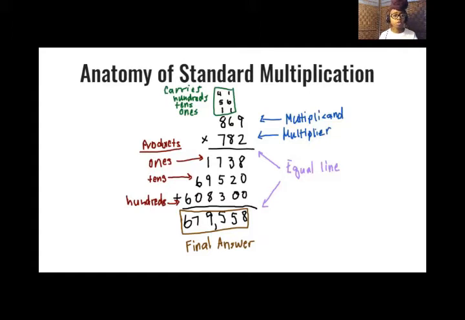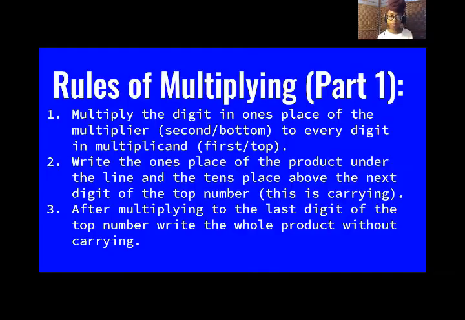So the first row is our ones, the second is our tens, and the third is our hundreds carries, okay? And you'll see this will all come together as we're doing our examples, all right? So here are the rules in part one of the rules of multiplying multi-digit numbers.